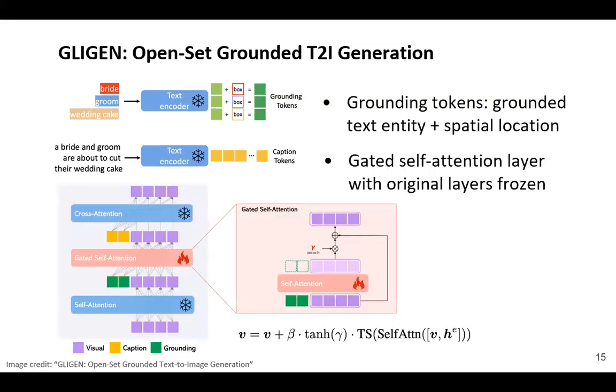And then the GLIGEN study introduced a new gated self-attention layer, which is inserted into every transformer block inside a pre-trained text-to-image model. This added gated self-attention layer helps the model understand the meaning of these grounding tokens, or in other words, use such grounding tokens to provide spatial controllability. One core design is shown here, basically the gamma hyperparameter, which is zero initialized.